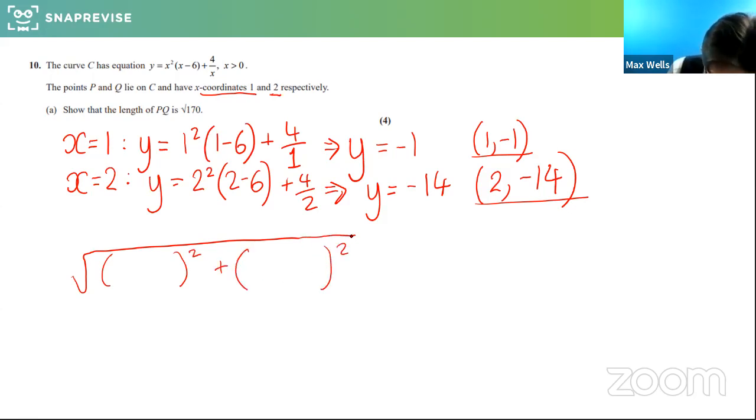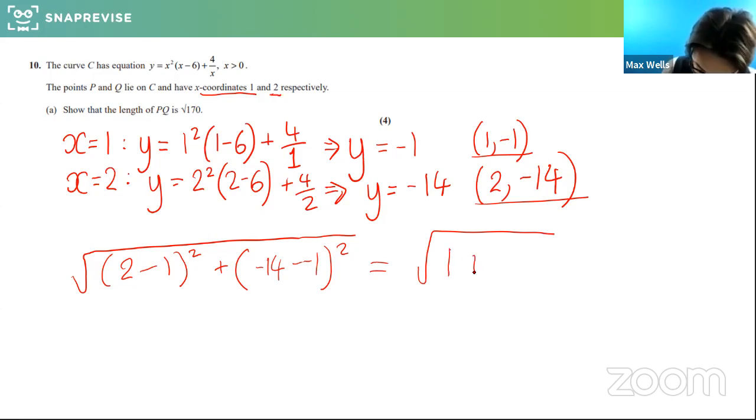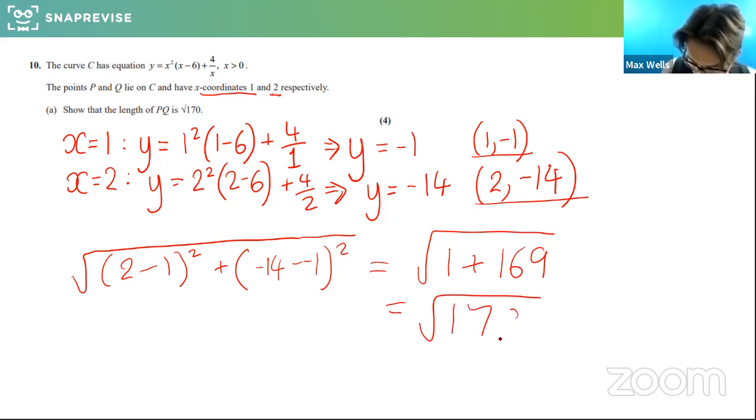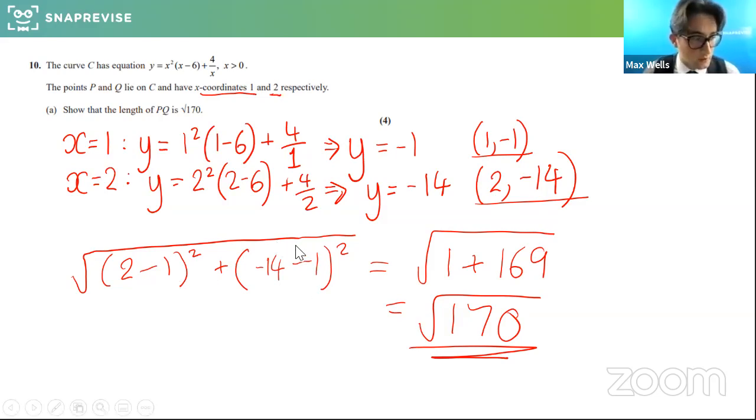So the difference in x, we know is going to be the difference between 2 and 1. And the difference in y, we're going to look at minus 14 and then minus 1, which is essentially plus. So we're going to get the square root of 1 plus 13 squared, 169, so square root of 170, which is what we wanted. That's great. Okay, so that finds the distance.